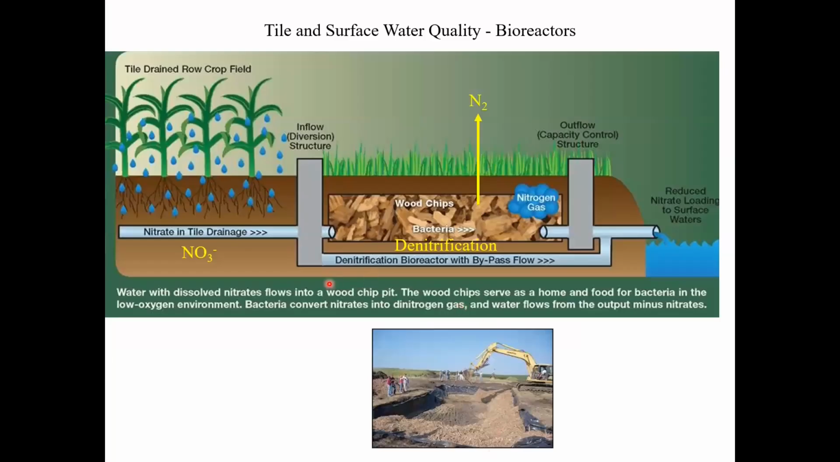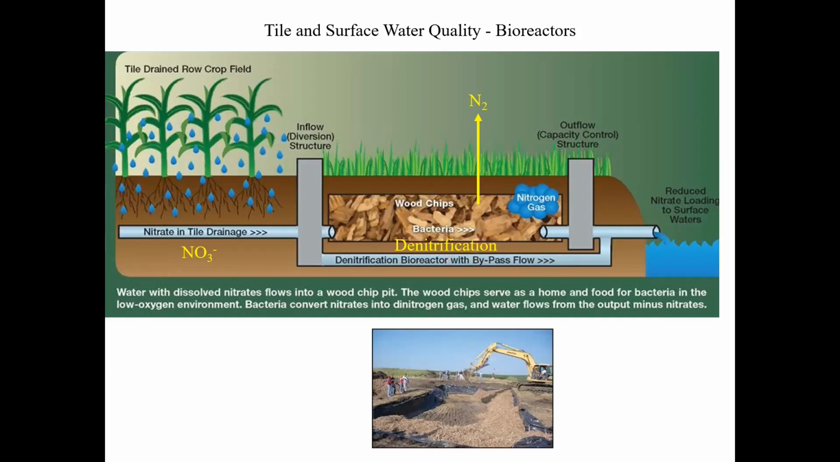So one way to combat it is we can put in what are called bioreactors. We have our regular tile drain, and then we put in what's called a bioreactor. It sounds really fancy, but it's just a big hole in the ground that we put a carbon source or wood chips in. The wood chips act as a carbon source for the microbes. So what will happen is this becomes anaerobic, and then we can denitrify.